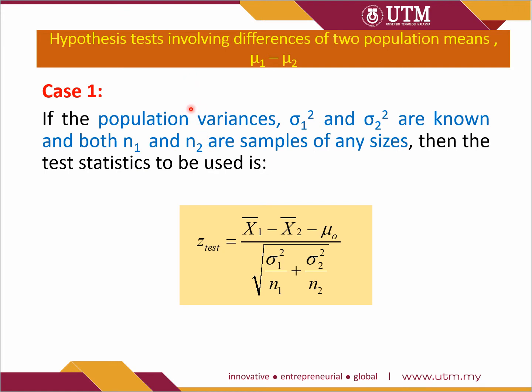Okay, now let's go through the first case. If the population variances are known and both N1 and N2 are samples of any size, then the test statistic that will be used is the z-test, given by the sample mean from sample 1 minus the sample mean from sample 2, minus mu naught, over the square root of the population variance 1 over N1 plus the population variance 2 over N2.